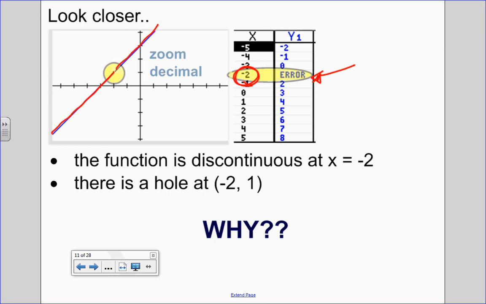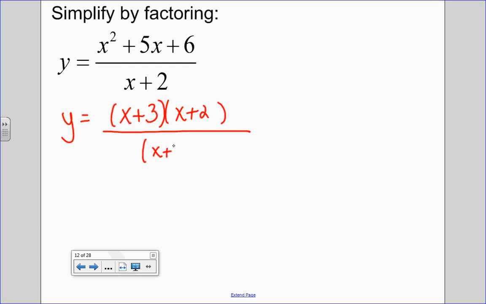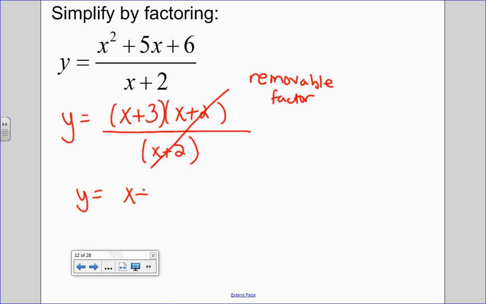So why is there a hole in the graph? But I didn't see that originally. Well, let's look at this equation and let's factor. I'm going to factor the numerator. I see that there is a common factor that is removable. So here, this is a removable factor because it's common to the numerator and the denominator. So I'm just left with x plus 3.